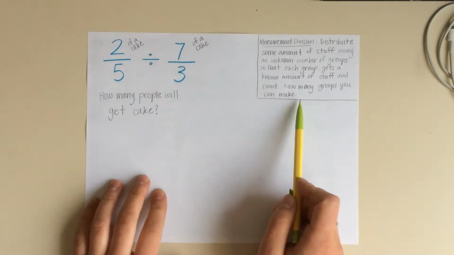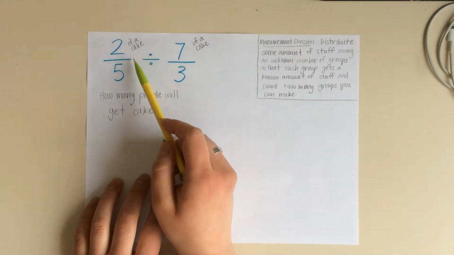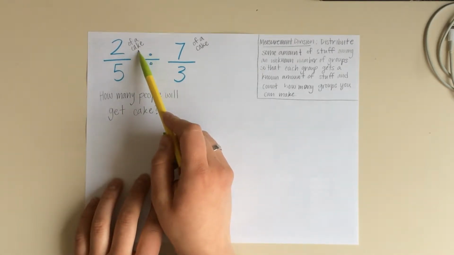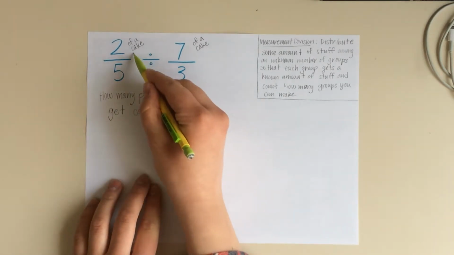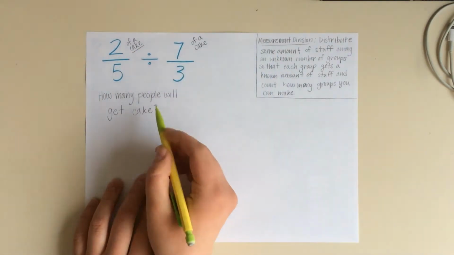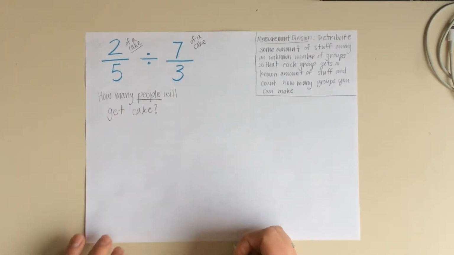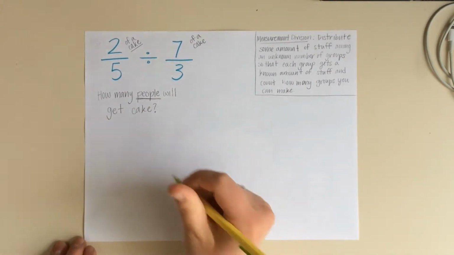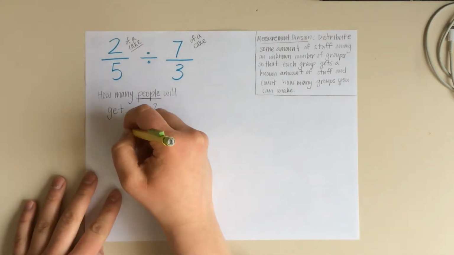And because we're working with measurement division, we know that we're going to go from one whole, so in this situation, a cake, to another whole, or people. So our two wholes, our first one is going to be cake, and our final whole will be people. So first I'm going to start by drawing out the 2/5 in picture form.